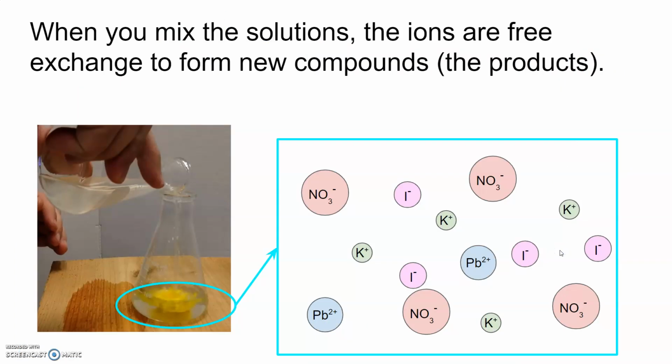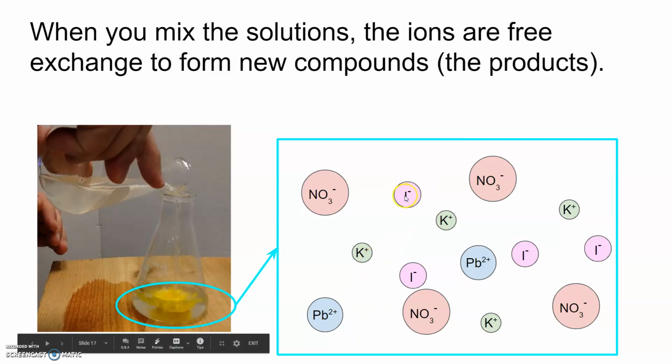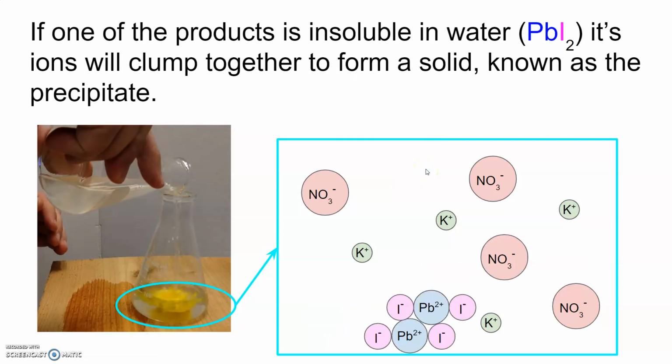Now, as soon as he mixes the two together, right before the precipitate forms, you have these ions just sort of floating in solution. So now we have all four ions: the lead ion, the potassium ion, the iodide ion, and the nitrate ion. Now, if one of your products, in this case the lead iodide, is insoluble in water, the ions, when they get close together, will clump together to form the solid known as the precipitate. So that's what's happening here. That yellow cloudy stuff resulted from the fact that the lead and iodide ions clumped together. They weren't free floating anymore because it formed a solid.